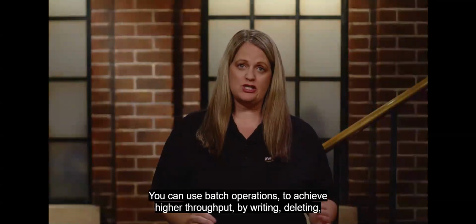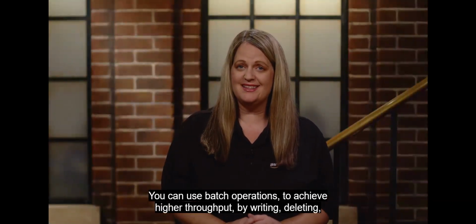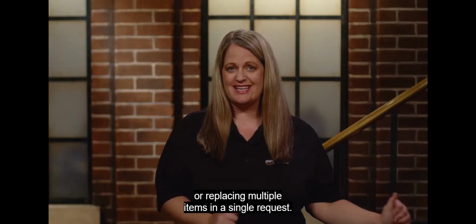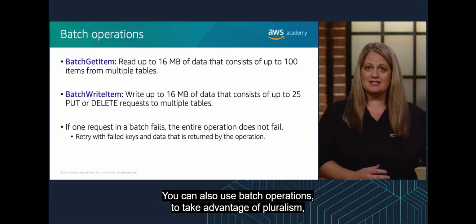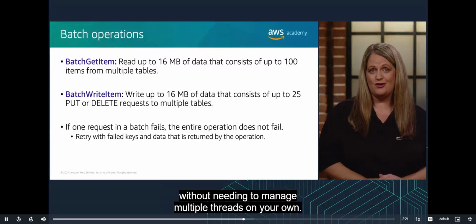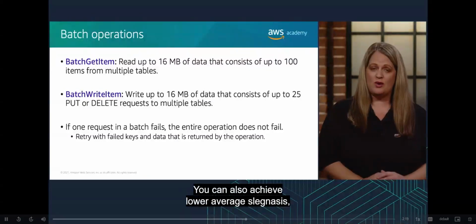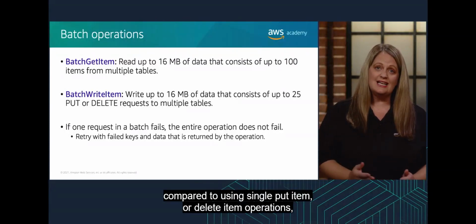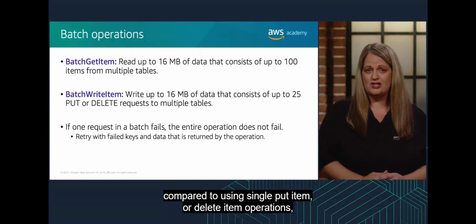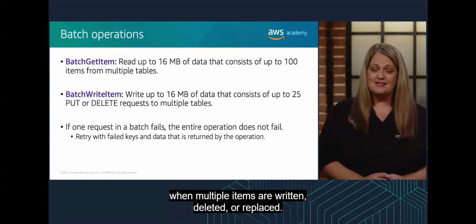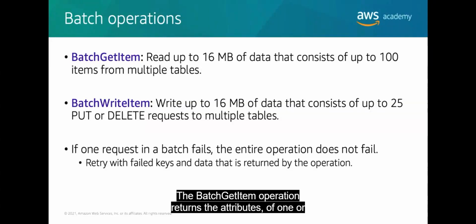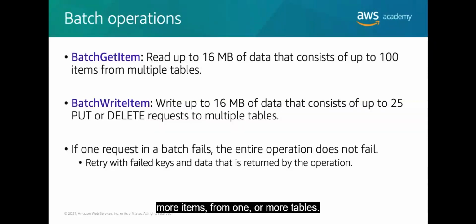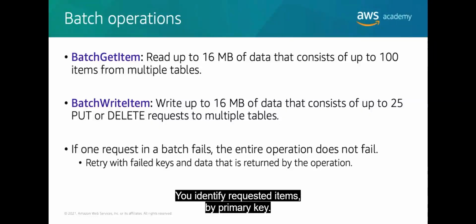You can use batch operations to achieve higher throughput by writing, deleting, or replacing multiple items in a single request. You can also use batch operations to take advantage of parallelism without needing to manage multiple threads on your own. You can also achieve lower average latencies compared to using single put item or delete item operations when multiple items are written, deleted, or replaced. The batch getItem operation returns the attributes of one or more items from one or more tables. You identify requested items by primary key.